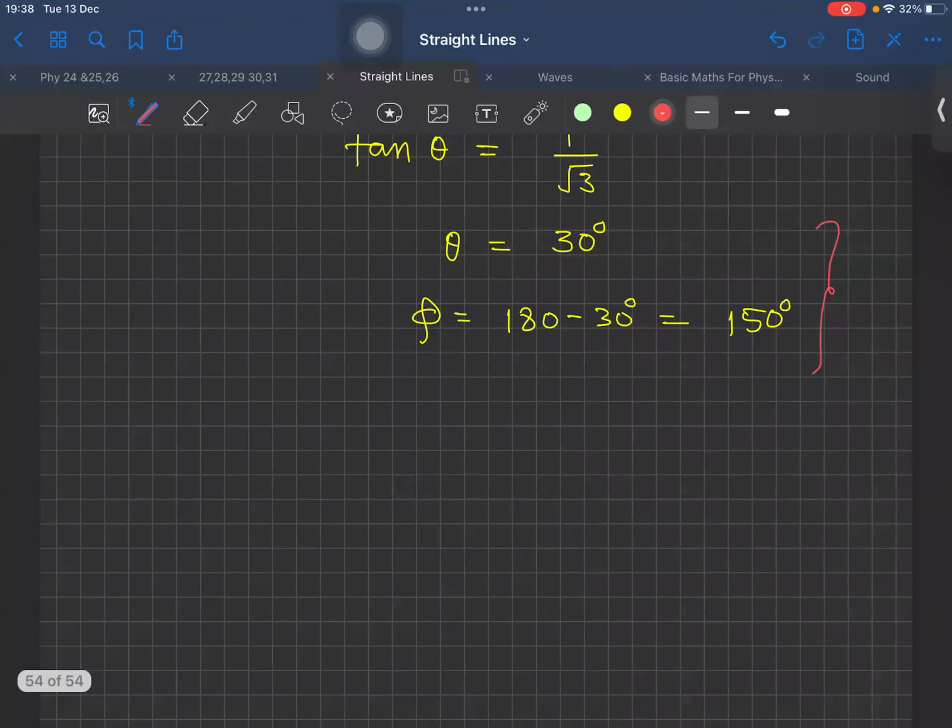More problems we'll do tomorrow. Tomorrow we'll do only problems. Today I've revised all this. Tomorrow you just try to solve exercise 10.3, and ask me if you have any doubt in this.